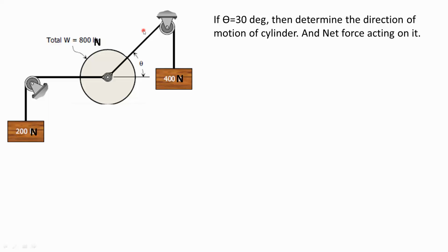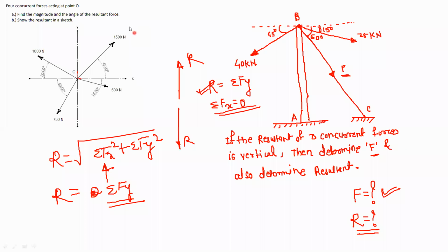Okay, I have given you one homework problem. So this is the homework problem. I hope you must have tried this problem. So I will write the answer. The question was, if the resultant of three concurrent forces is vertical, determine F, that is the unknown force in this cable, and also determine the resultant. So we need to use two equations.